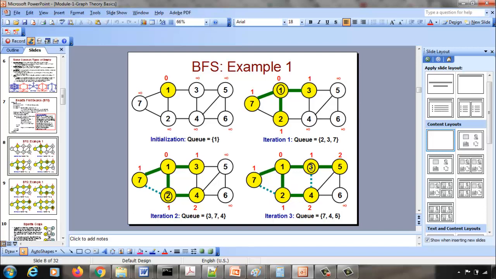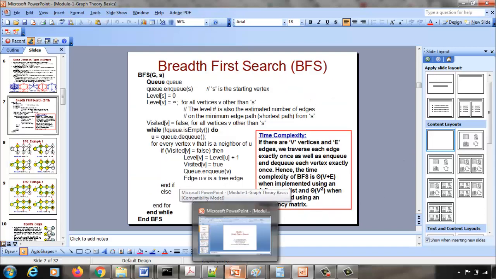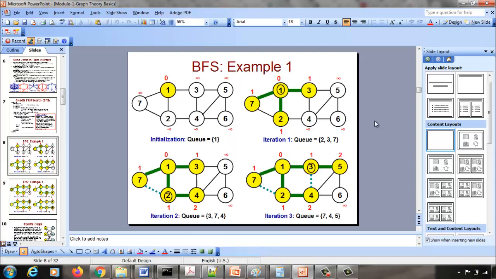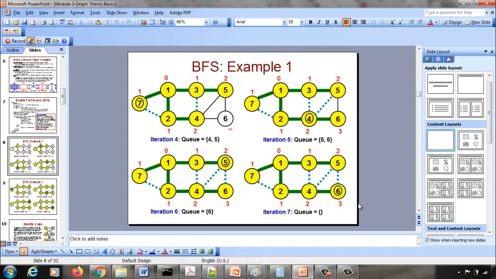So 3 is out of the queue, 7, 4 and now 5 are in the queue. So 7 is the next vertex to be dequeued, but both the edges associated with 7 have all been already classified, so we don't have to do anything. So then that's one iteration actually. So 7 has been dequeued. Now 4 and 5 are in the queue.